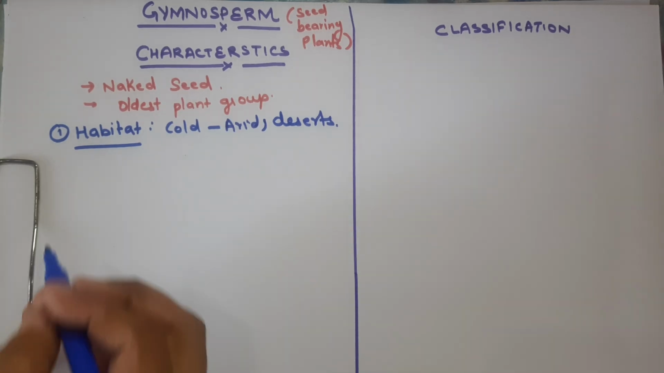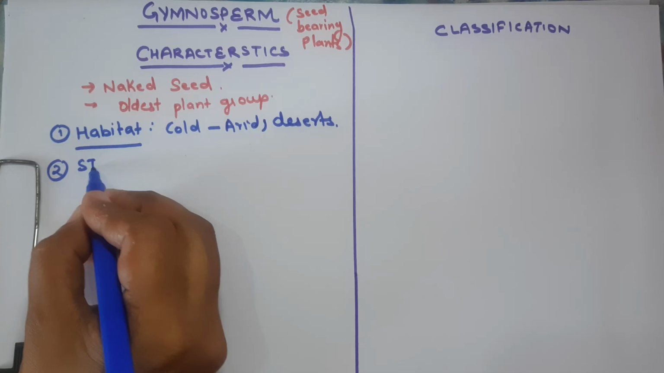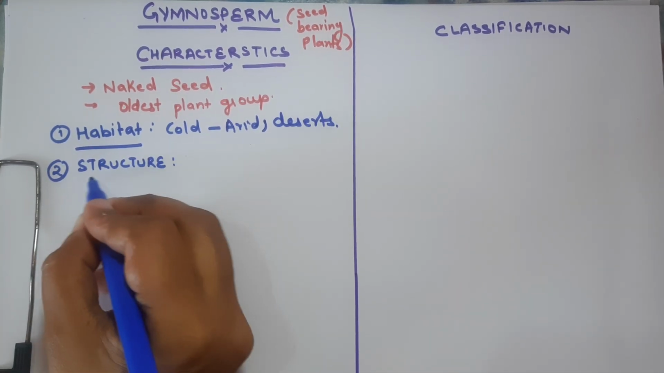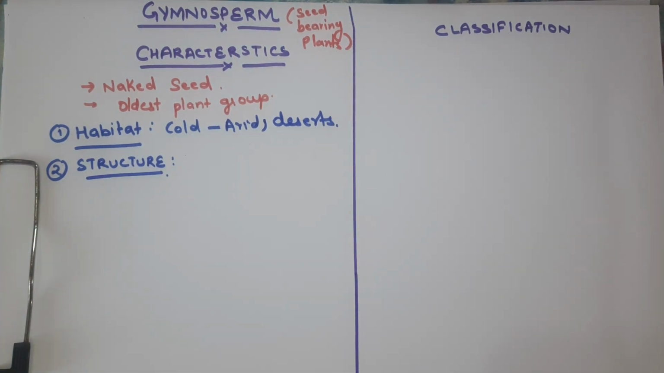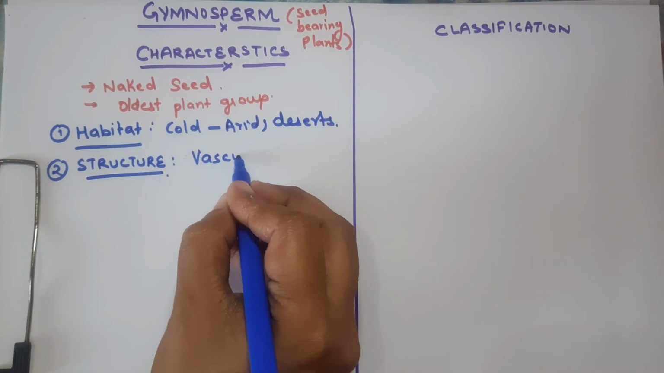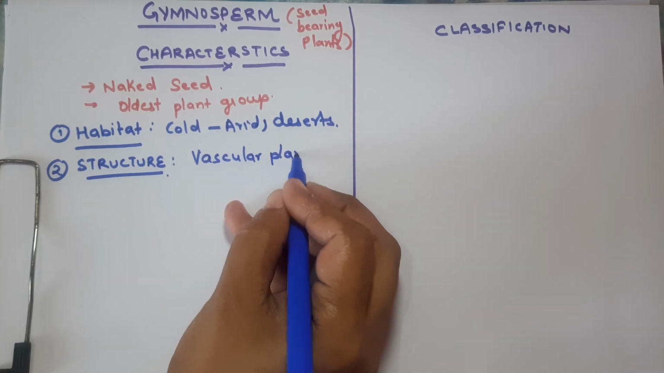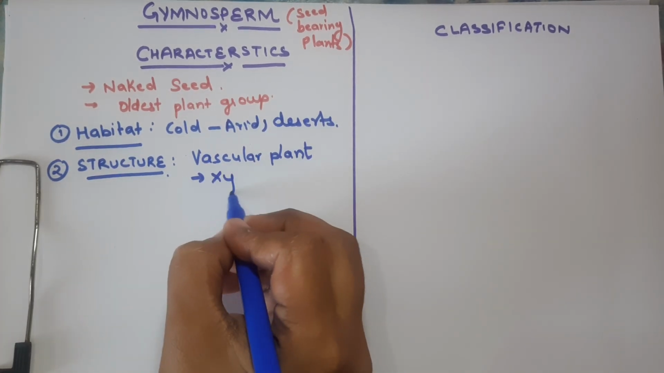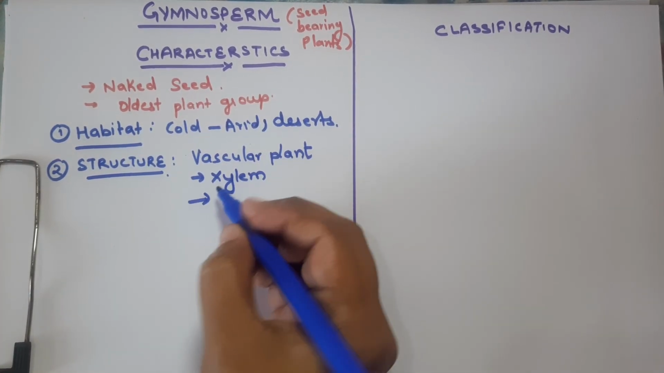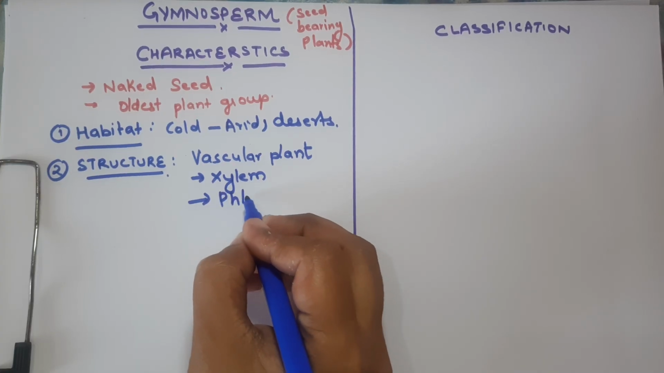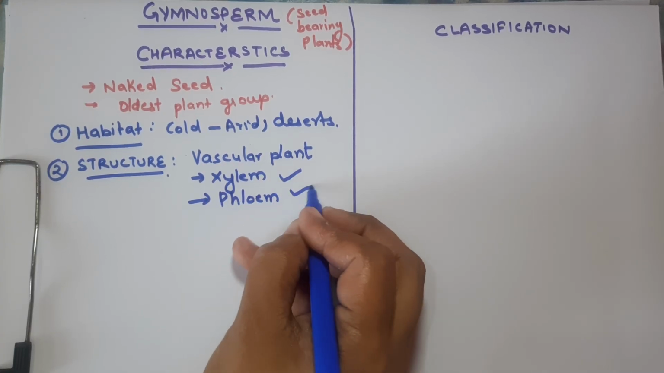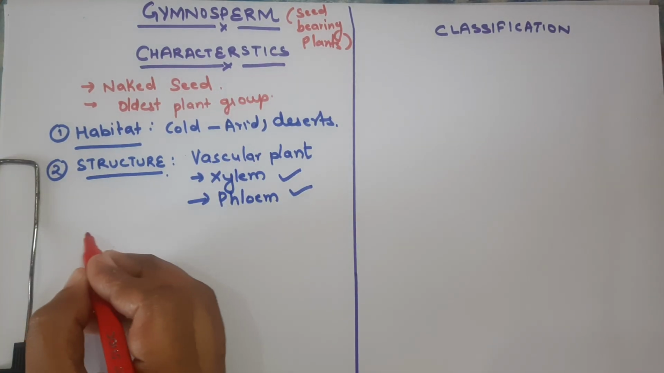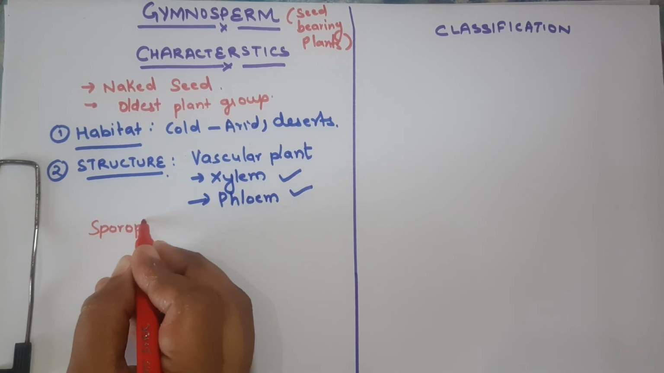The second is about their structure. The gymnosperms, students, are vascular plants. We all know the meaning of vascular plants: they have well developed xylem and phloem for the conduction of water, nutrients and minerals. So they possess both the xylem as well as the phloem. If we talk about the sporophyte, then the sporophyte is the dominant phase.